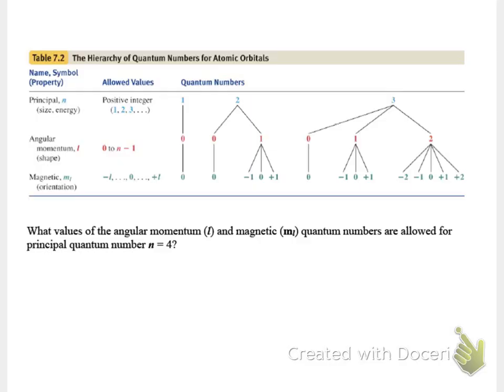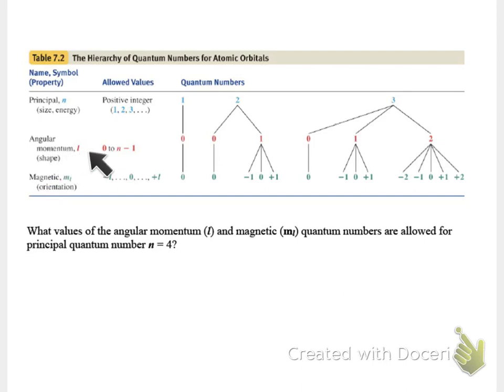So how do we use these? This chart, which comes from your textbook, is an overview of the hierarchy of quantum numbers for atomic orbitals. So here you've got n, which is the principal quantum number, and it has to be a positive integer. It can be 1 or 2, or this chart goes up to 3. So we're going to give all the possibilities for n equals 1, 2, and 3.